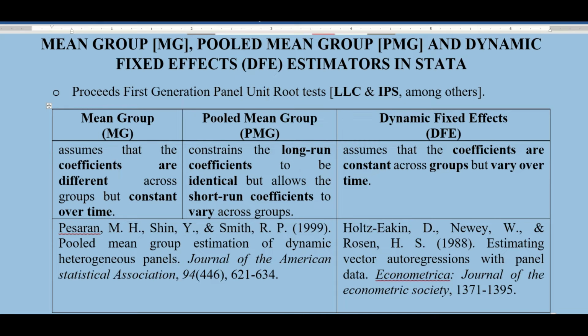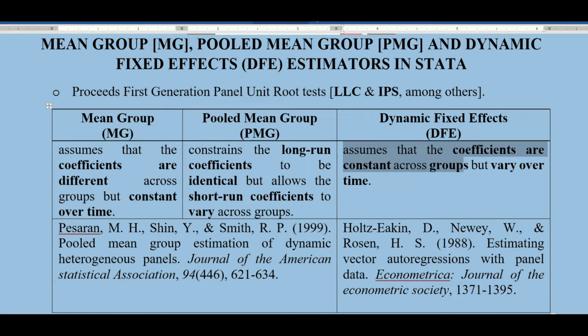So the basic comparison of these three estimators. In MG, that is mean group analysis, the coefficients are considered to be different across the groups but constant over time. But here in the DFE, they are considered variable over time. And the coefficients are constant across the groups. So this is the comparison between these two.